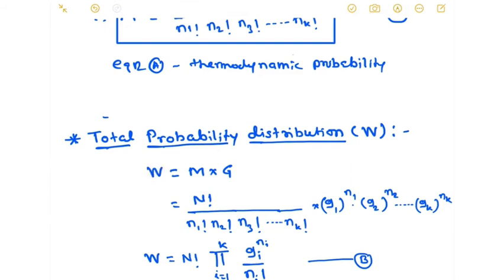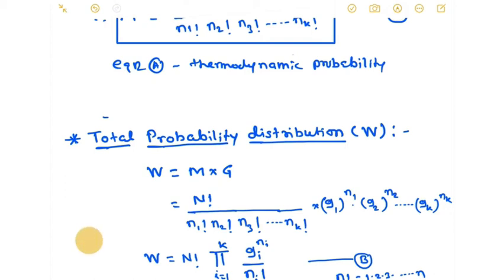That equation B is here: n factorial times the product for i equal to 1 to k of gi raised to ni, divided by ni factorial. Now what is the factorial term? That factorial term we write up to n factorial. How do we write n factorial? We write 1 into 2 into 3 up to n. Hence we write n into n minus 1, n minus 2, n minus 3 up to 1. This is the n factorial term we generally write here.